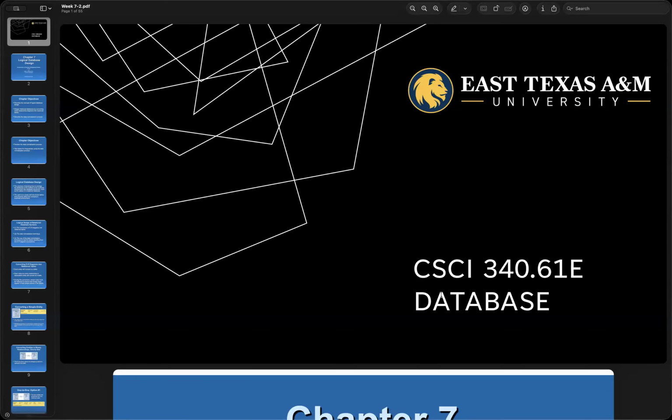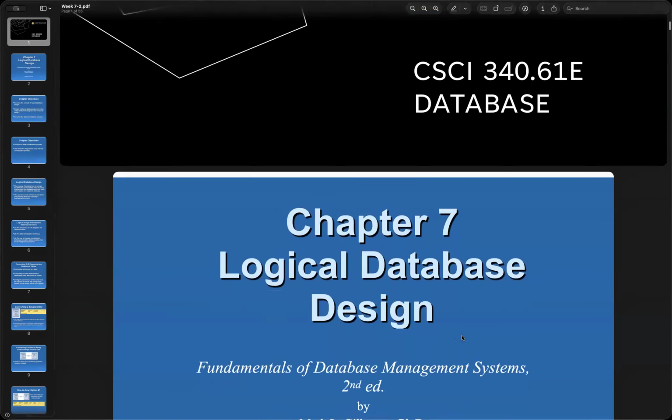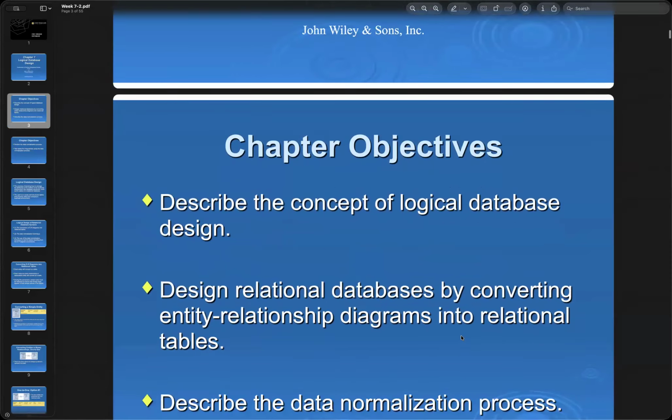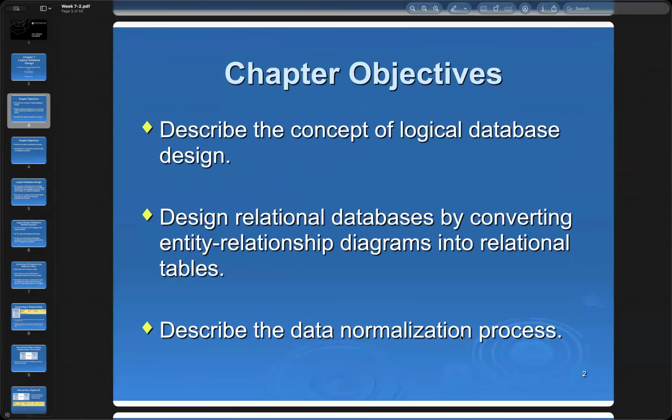Hello everyone, here's our CSCI 340 database, and today's chapter we will talk about logical database design. In previous lectures and chapters we covered the DBMS and talked about relations, that means the tables. How can we move one more step forward? How can we start to design our database? Of course we need to start with the logical design of the relational database.